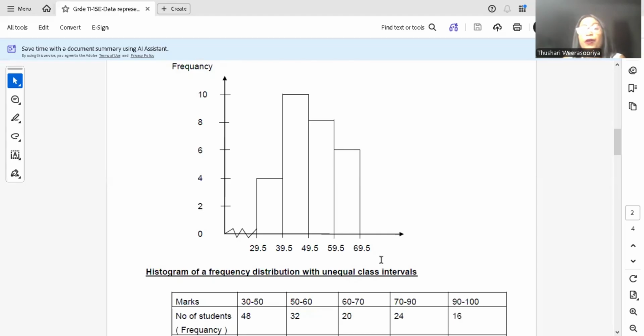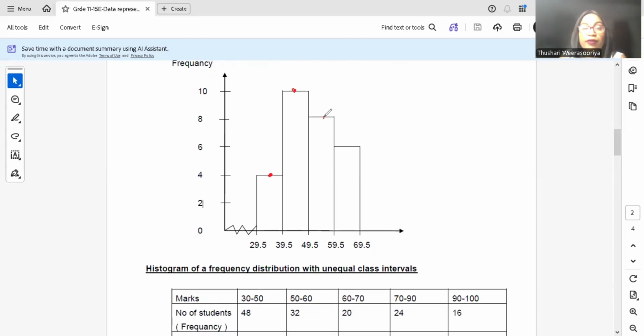We'll draw the frequency polygon also for this, the midpoints and join. Midpoint of this, then the gap is here, then midpoint is this, we join. There you get a nice polygon like this. The areas are same. Right. Now we go to the next type.